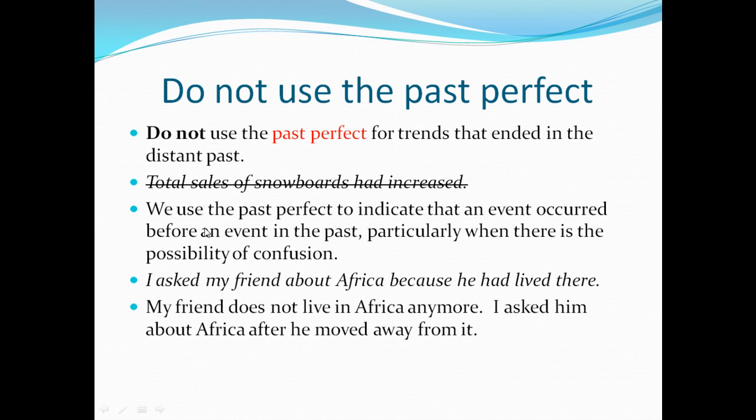We use the past perfect to indicate that an event occurred before an event in the past, particularly when there is a possibility of confusion. I asked my friend about Africa because he had lived there. In this case, my friend does not live in Africa anymore. I asked him about Africa after he moved away from it. I've just given you this example to remind you that the past perfect is not really suitable when we're dealing with the Task 1 writing in IELTS.